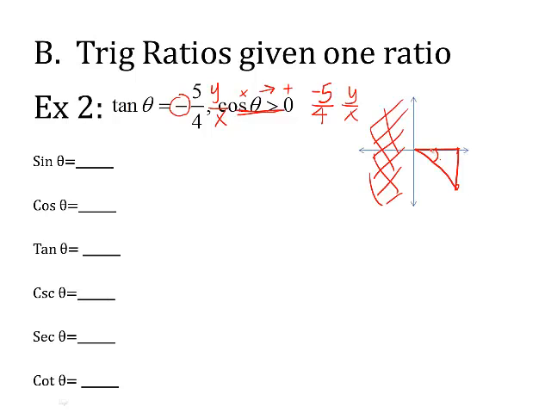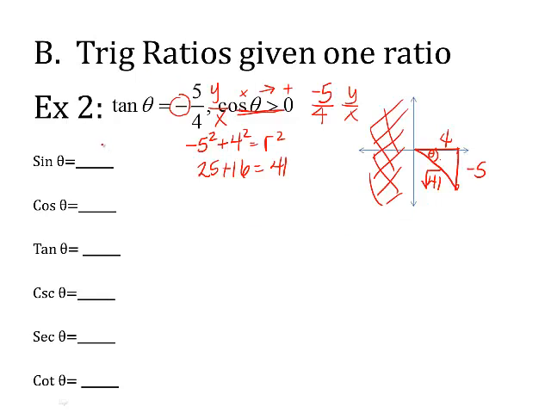Remember, your angle theta always comes from the origin. And now we know that the y was -5 and this is 4. I need to find the hypotenuse using good old Pythagorean theorem. -5 squared plus 4 squared equals my hypotenuse squared. 25 plus 16 is 41. So that means r, or my hypotenuse, is the square root of 41. Don't be afraid of that.